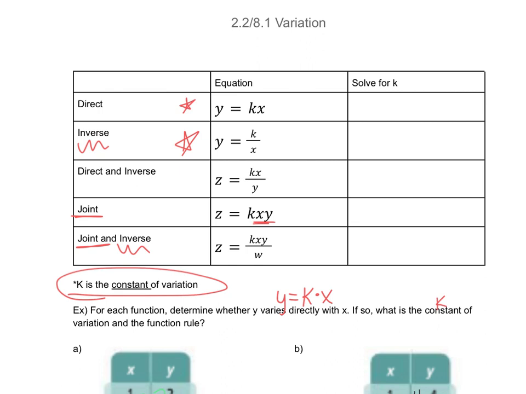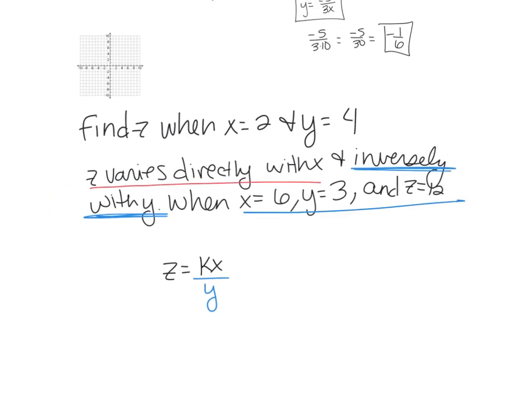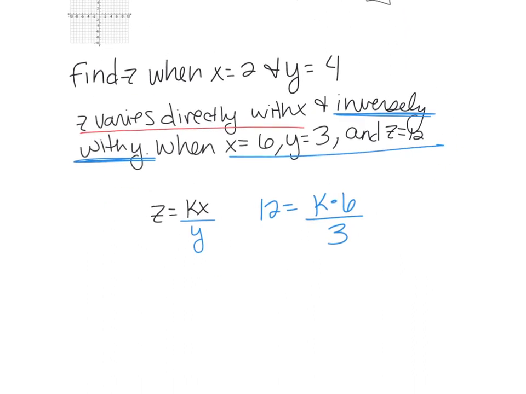Okay, back to where we were. So we need to plug all this stuff in. So they give us all this, and we need to plug it in and solve for our k. So 12 equals k times x, which is 6, over y, which is 3. Okay, I don't know about you, but I'm going to simplify this. So 12 equals 6 and 3 becomes 1 and 2. So 2 times k. Divide both sides by 2, so k equals 6.